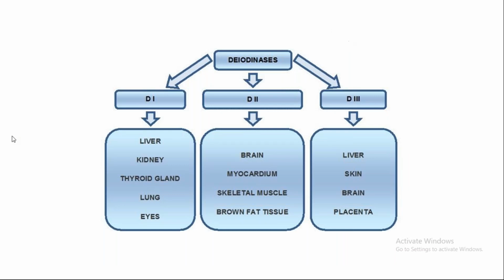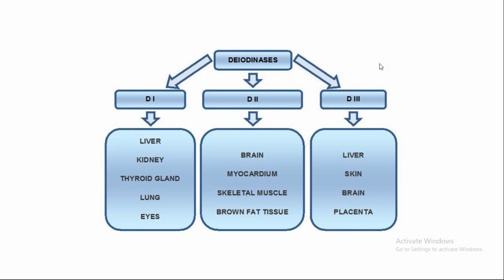Yes, the deiodinase enzyme: D1, D2, and D3, type 1, type 2, and type 3. D1 is present in liver, kidney, thyroid gland, lungs, and the eye. D2 is present in brain, myocardium, skeletal muscle, and brown fat tissue. And D3 is present in liver, skin, brain, and the placenta.